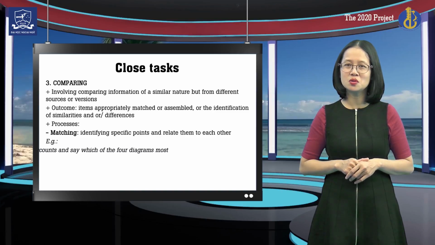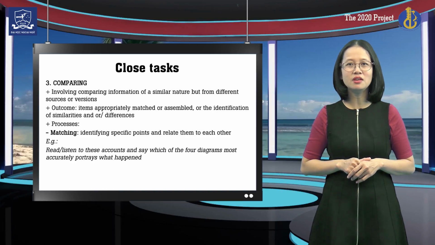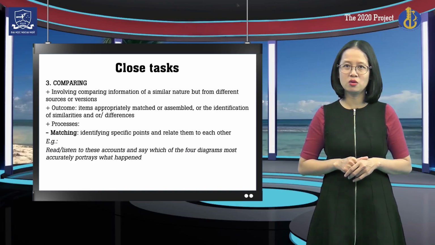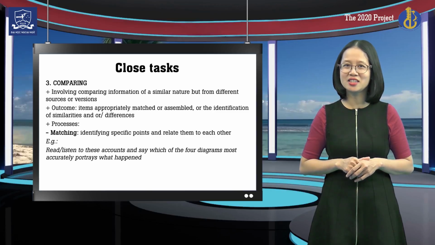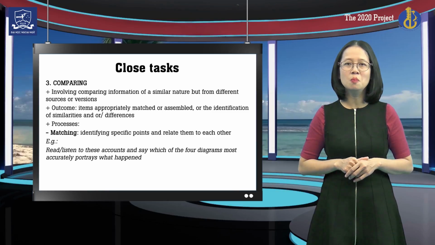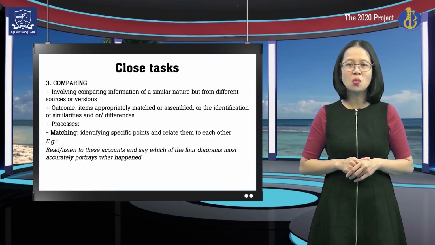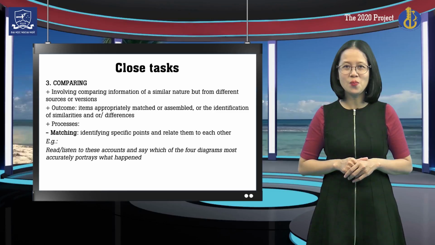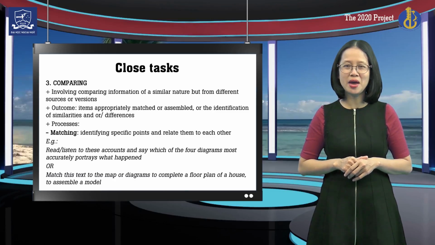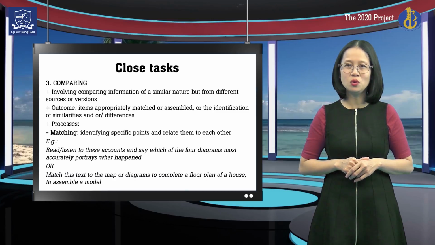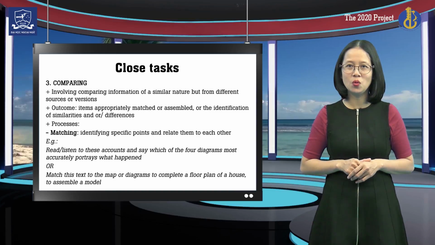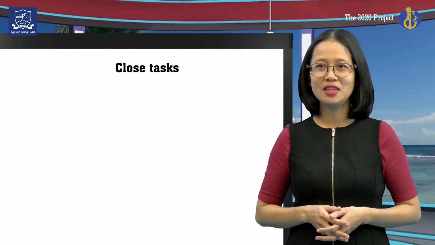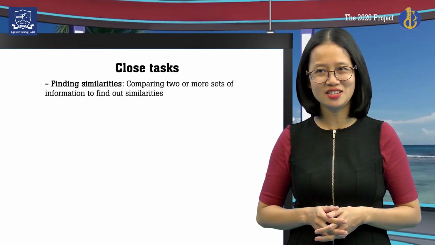Here are some examples of this task. Read or listen to these accounts, such as of a car accident, and say which of the 4 diagrams most accurately portrays what happened. Or, match this text to the map or diagrams. For example, to trace a route on a map, to complete a floor plan of a house, to assemble a model. Number 2. Finding similarities.